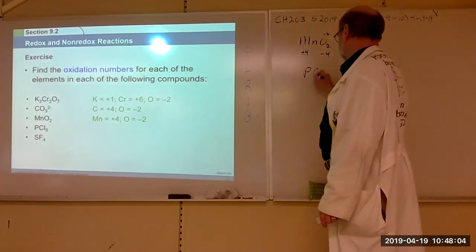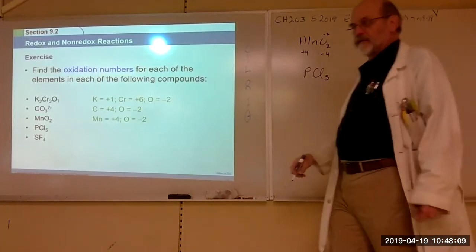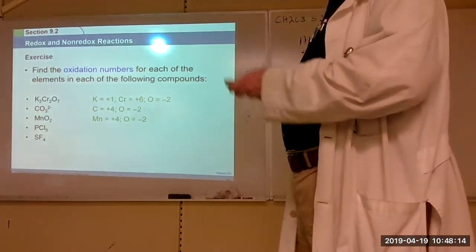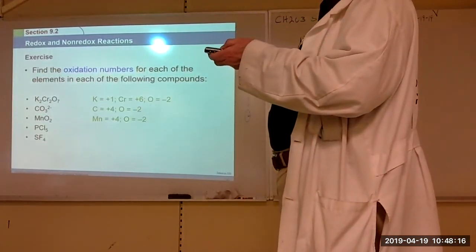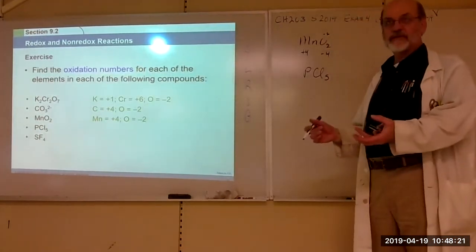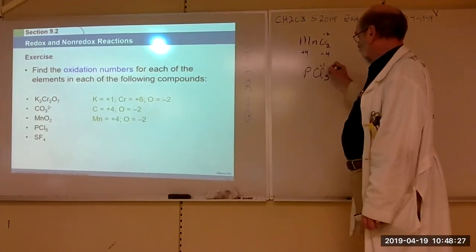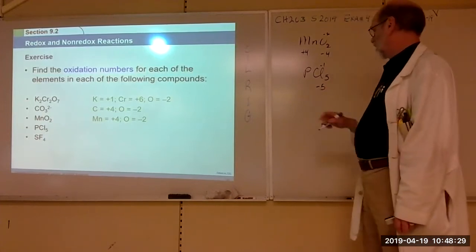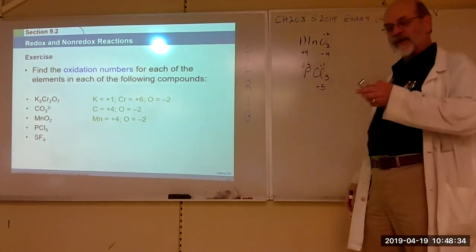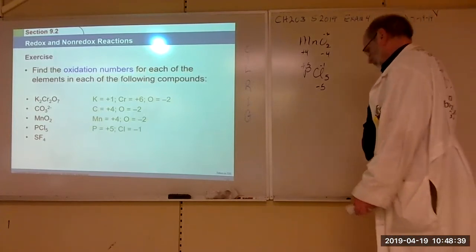PCl5. Now, PCl5 is a molecular compound. It's all shared electrons, right? Because phosphorus and chlorine are both nonmetals. But we still treat them as if they have charges, even though they don't really. So chlorine is -1, so that means -5 total. That means with only one phosphorus, that phosphorus has to be +5 to balance it. Okay?